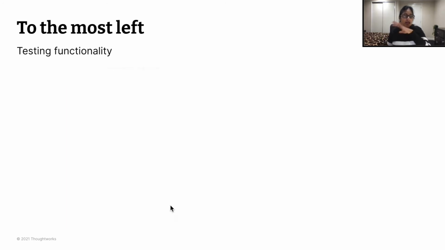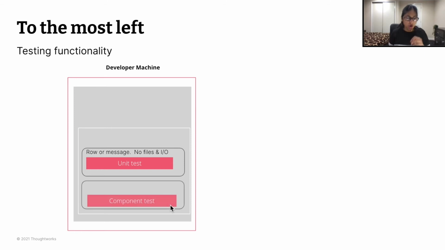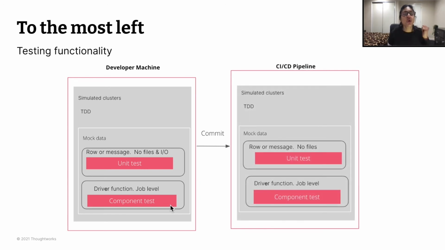So if we look holistically, we start with the developer machine. In the developer machine, we should write unit test. And in that unit test, we are not mocking the files. We are just mocking row level or message level. Then we write component test in the developer machine. And then we use a simulated cluster and try to do test-driven development. Now, when this is done, commit it, and the same test should also run in your CI/CD pipeline, because you don't want it to be limited to your developer machine. It should gradually become your regression test.